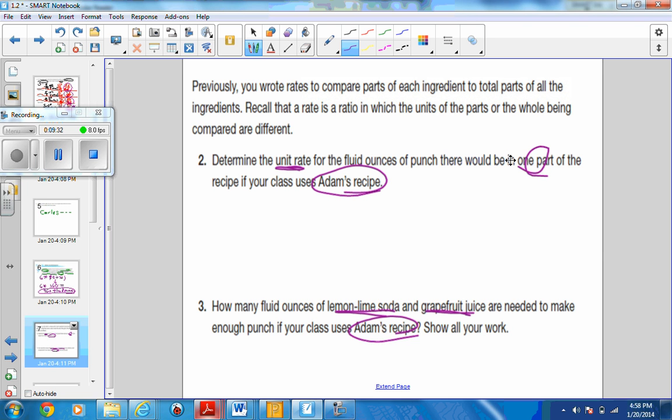See if you can figure out the unit rate and then come back again. Using the fluid ounces of punch, there would be your answer for 1 part of Adam's. So go back and look at Adam's recipe's total parts. Okay, so check your math.